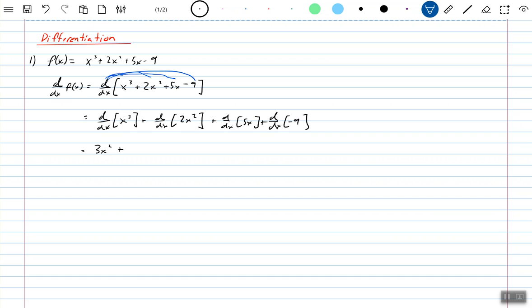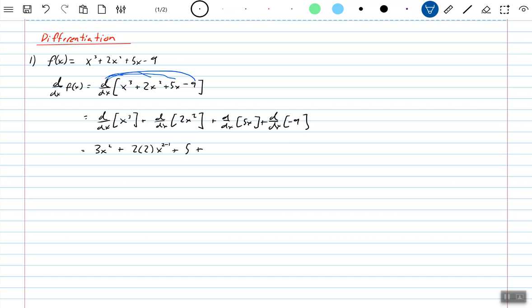And now we can repeat this process again for this one. So we get 2 times 2 times x to the 2 minus 1. So we have our 2 out in front. We pull down our exponent in front, subtract 1 from the exponent, plus, now the derivative of 5x. We're going to want to use the derivative of x rule. Basically, when you just have the derivative of x, it goes away, and you're just left with whatever constant you have. So that's equal to plus 5, and then plus, now what's the derivative of a constant?